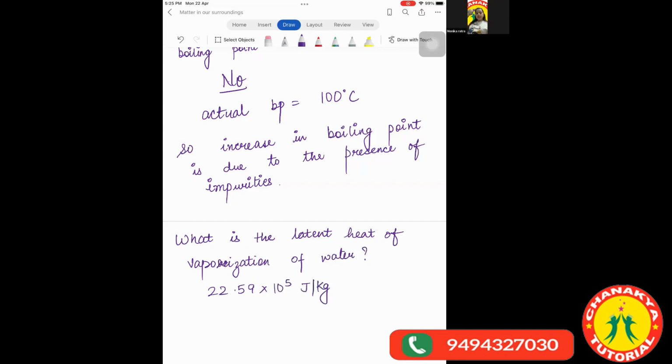See, we define it in the same way: it is the amount of heat required to convert 1 kg of solid to liquid or liquid to gas. So what is the amount of heat? It is 22.59 multiplied by 10 raised power 5 joules. That means this much heat is required to convert 1 kg of either ice to water or water to water vapors, right? Is it clear, or any doubts?